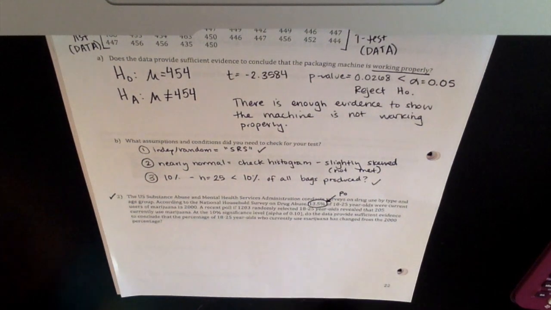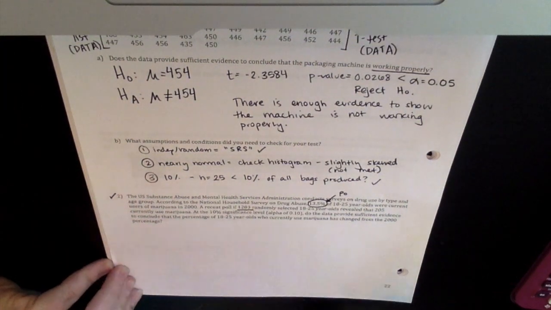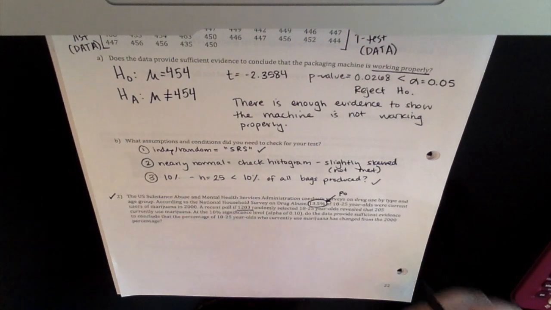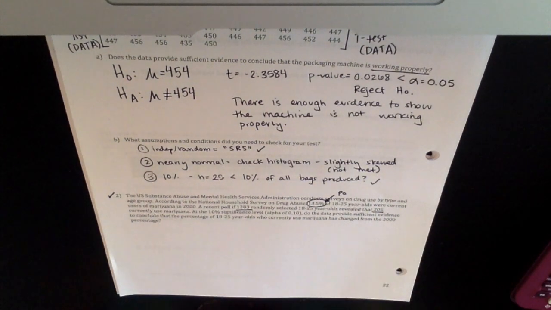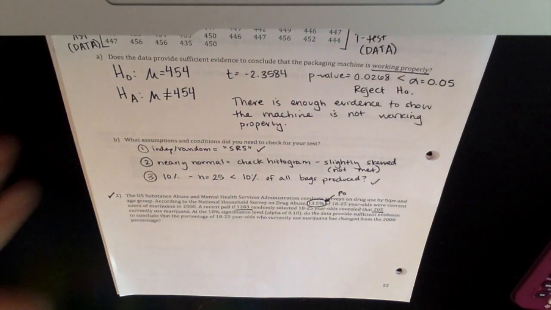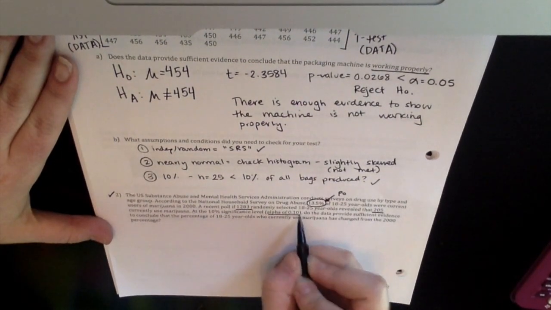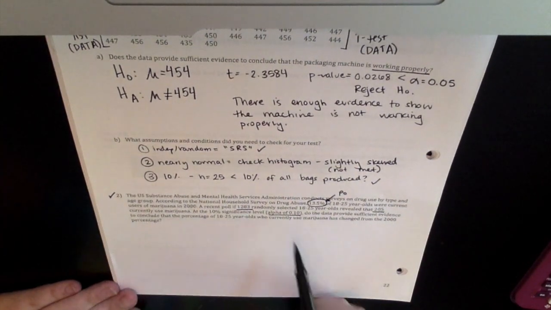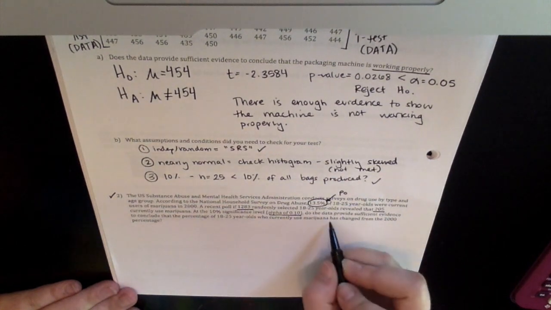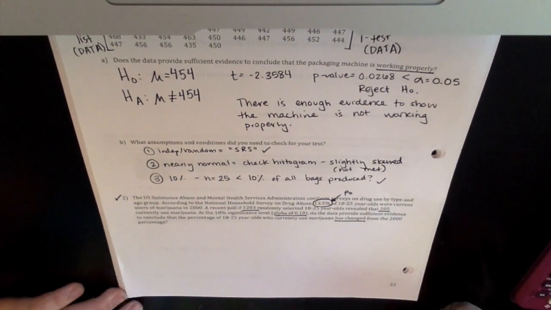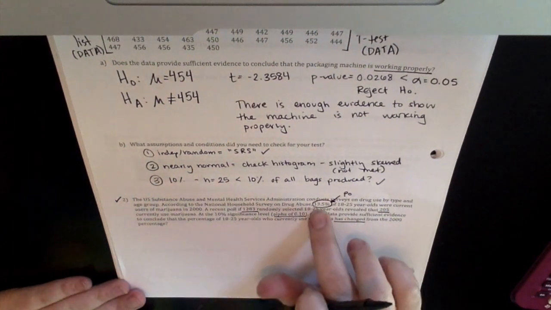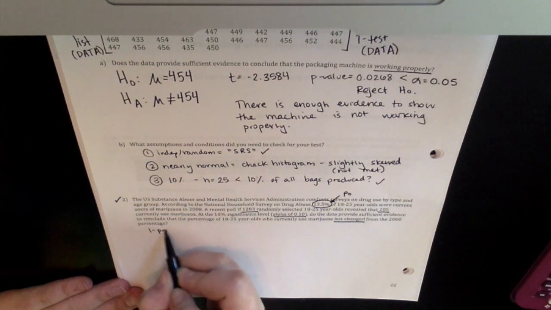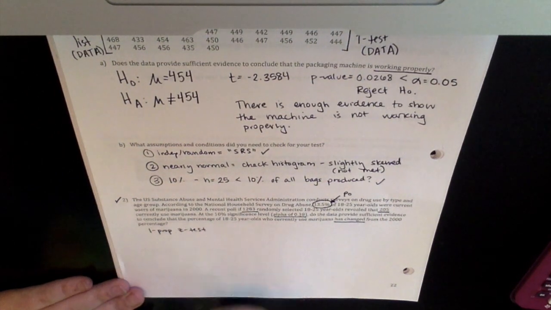A recent poll of 1,283 randomly selected 18 to 25-year-olds revealed 205 currently use marijuana. At the 10% significance level, or alpha of 0.1, do the data provide sufficient evidence to conclude the percentage of 18 to 25-year-olds who currently use marijuana has changed from the 2000 percentage? Okay, so they gave us one percentage and then a fraction. So this is a 1 prop Z test, okay?